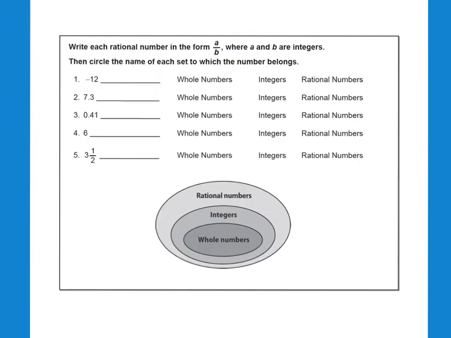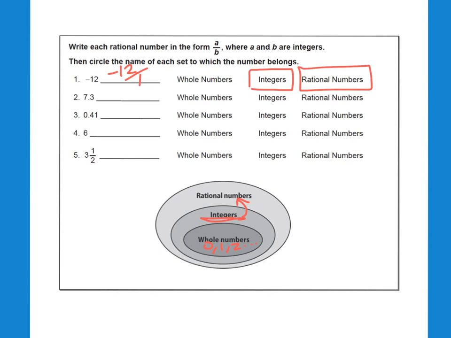Write each rational number in the form a over b, so as a fraction, where a and b are integers. Then circle the name of each set to which it belongs. So if we want to write negative 12 as a rational number, we know that we could put that over 1. Negative 12 is considered an integer, and if it's an integer, it would also be a rational number. It is not a whole number because remember, whole numbers start with 0, and so on and so forth.